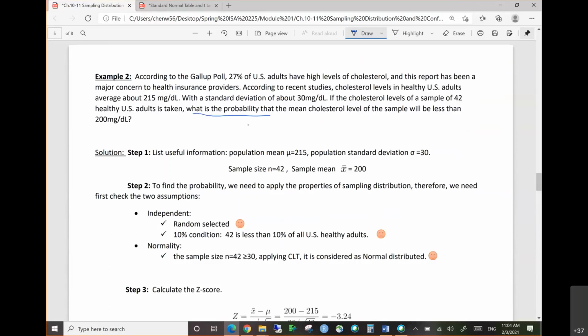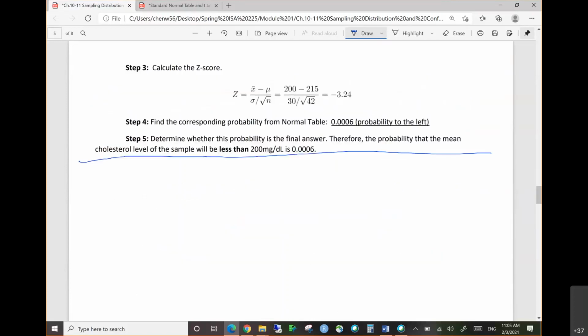So in this class, suppose we don't know the population mean. We don't know whether the population mean is 215 or not. Based on this sample, I want to get a confidence interval for the cholesterol level in healthy United States adults. What should we do? Let's start. In this question, just assume the population mean is unknown.